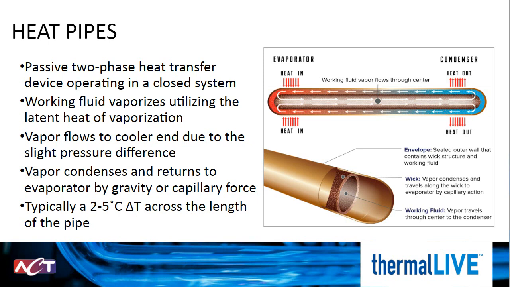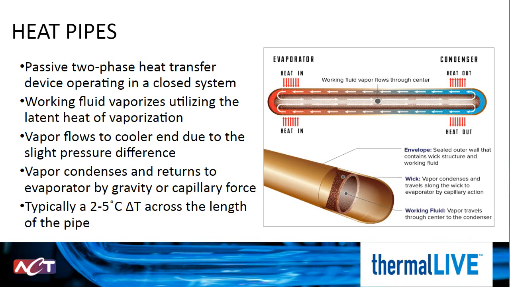In a heat pipe, the working fluid will vaporize at the hot spot, absorbing a significant amount of thermal energy, and move to the center of the pipe due to a slight pressure difference that occurs to the cooler end. At the cooler end, the working fluid will condense. That condensed fluid will return back to the hot spot via gravity or capillary action from the wick. Now, to give you an idea of how much thermal energy is absorbed, think about it this way. The latent heat of vaporization of water is 2,257 kilojoules per kilogram, while the specific heat of water is 4.187 kilojoules per kilogram degree Celsius.